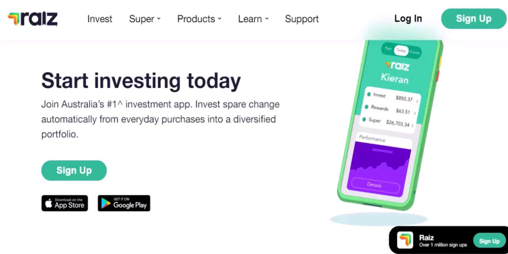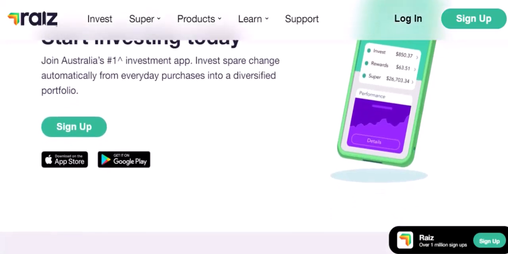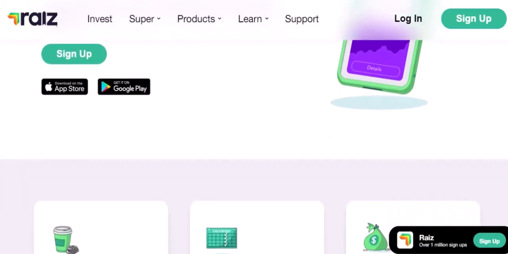Next, we have the transaction fee. Raiz charges a transaction fee of 0.3% for buying and selling assets. This is also on the lower side compared to some other platforms. However, it's worth considering if you plan to trade frequently, as these fees can add up over time.